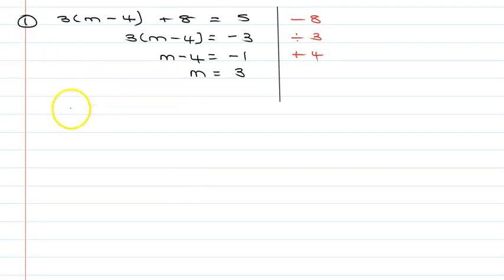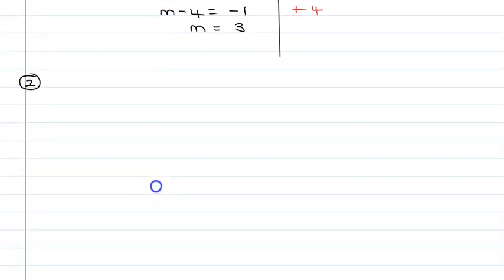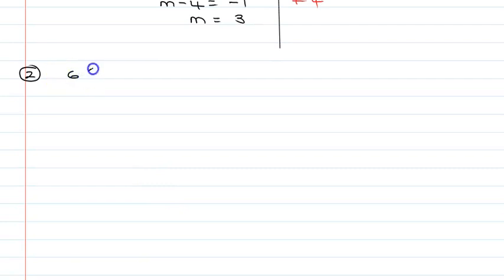Okay, let's have a look at a second example. This time I'll make sure there's a fraction in there. So we'll do 6 times x over 2 plus 5 equals negative 18. Okay, so I'm going to write my working on the right-hand side. So let's have a look at this equation.